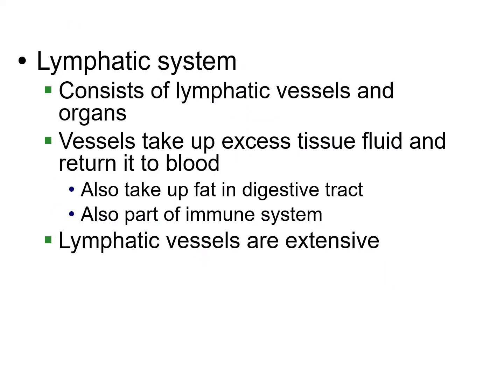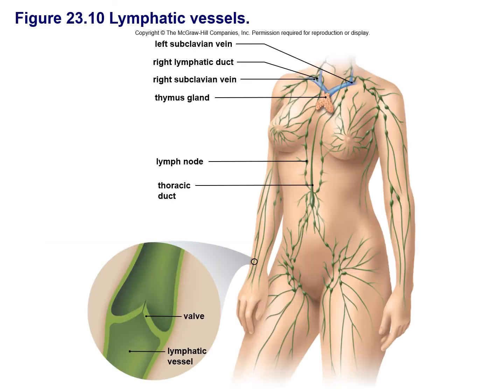And then there's the lymphatic system. The lymphatic system is basically the ability to take up that excess tissue fluid and return it back to the blood. It can also take up fat down in the digestive tract. And so it ends up being a portion of the immune system as well. Once you end up with swelling in those lymph nodes, that's one way you know your immune system is overreacting a bit. And there are all the vessels you can see. They're very similar to the vessels of the blood system, except they're not moving blood, they're moving fluid instead.